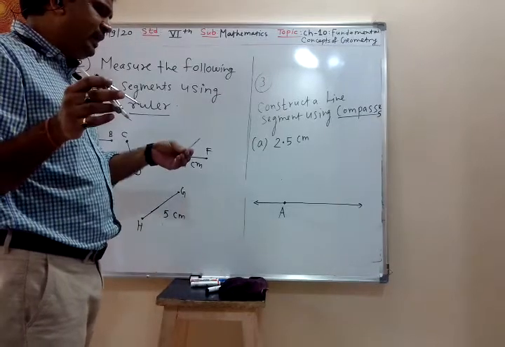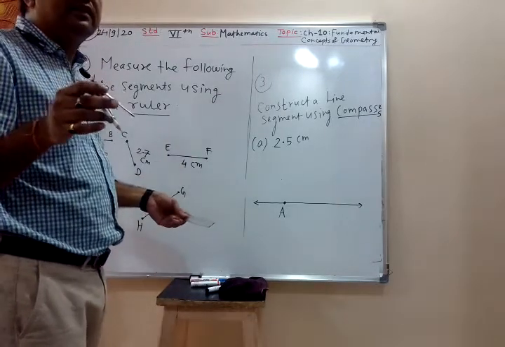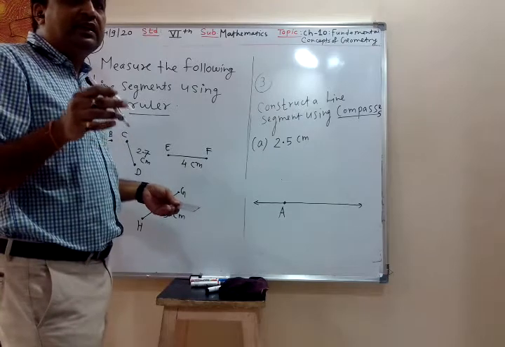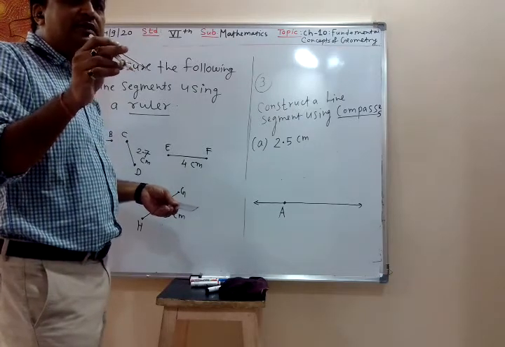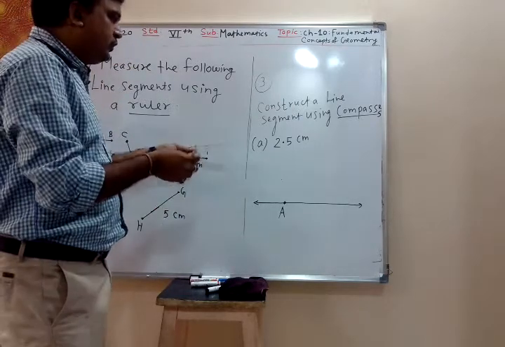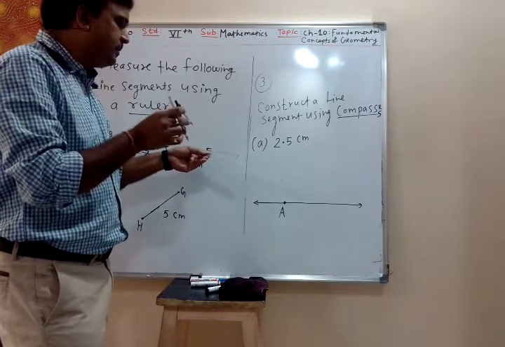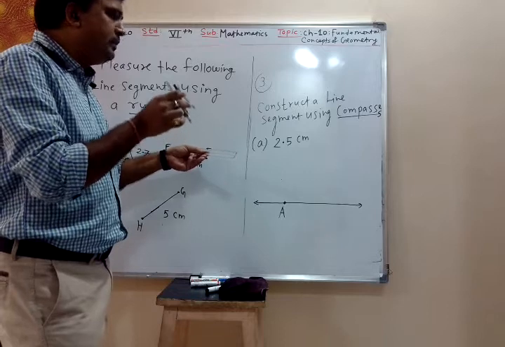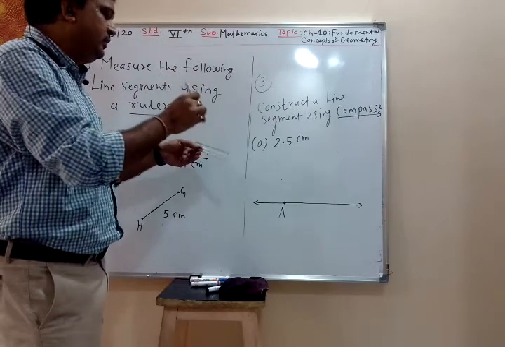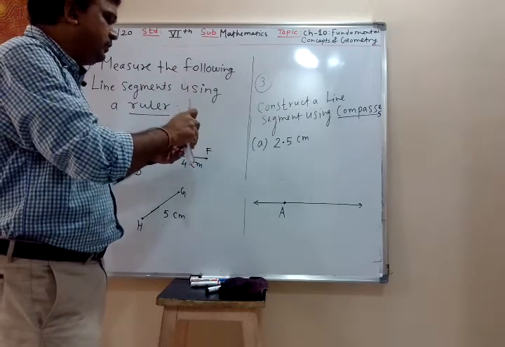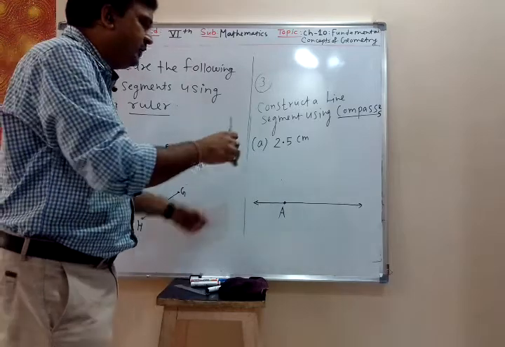In between two big lines there is one small line, that is called 5. In between 7 and 8 there is one small line in between, that is called 5. So 2.5, between 2 and 3 there is one small line. Between 2 and 3 there is one big line, that is called 5. So from 0 up to that you will take 2.5.